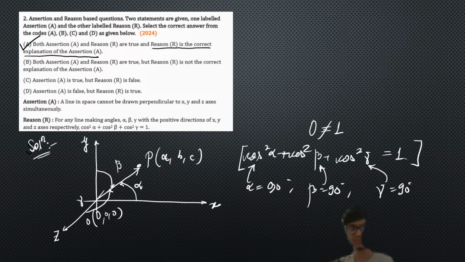It's very simple. You just use the concept of direction cosines. You know the relation of direction cosines. You just put the angle. If it is 90 degrees, then check whether this relation is satisfied or not. This relation must be satisfied for given values of alpha, beta, and gamma. If it is not satisfied, then that particular line cannot be drawn. I hope this is clear.